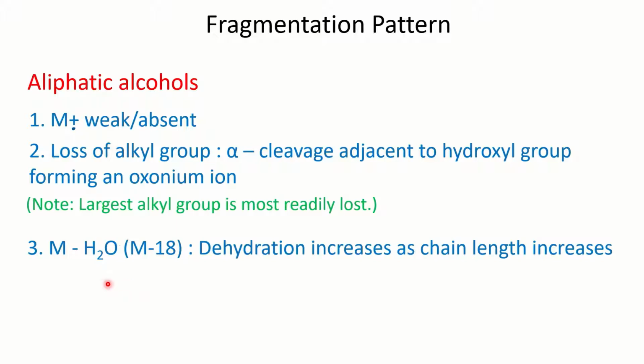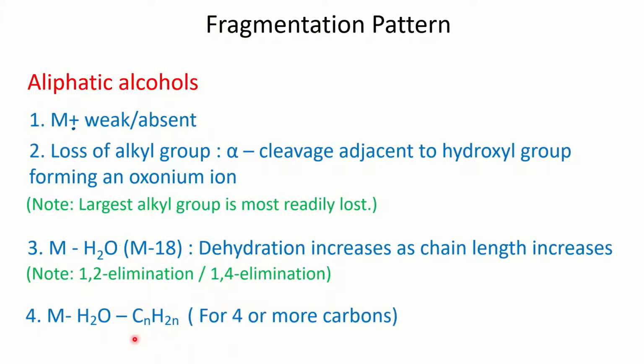The second most common fragmentation you can notice in aliphatic alcohols is dehydration, which is loss of water, that is M minus 18. 18 is the mass of water. And this dehydration tendency increases as the chain length of the alcohols increases. So we will see here it is of two types. It may be 1,2 elimination or 1,4 elimination of water.